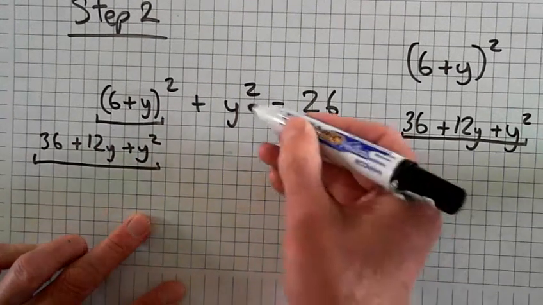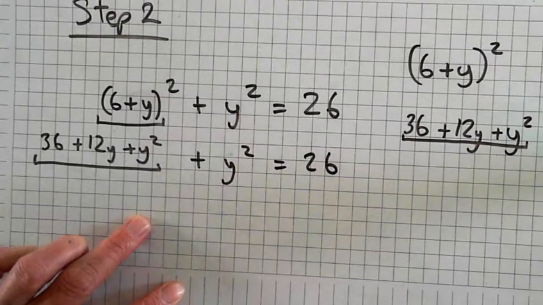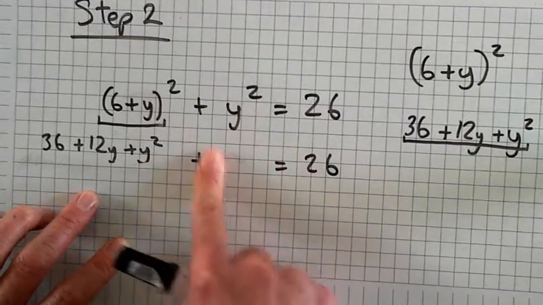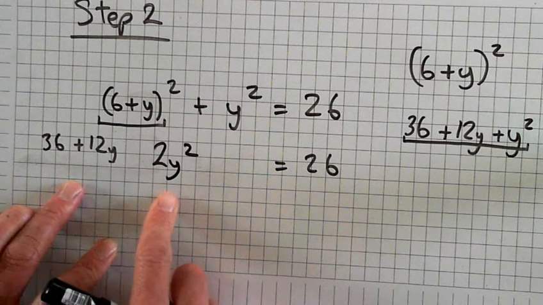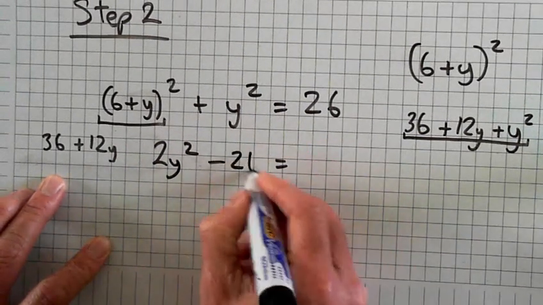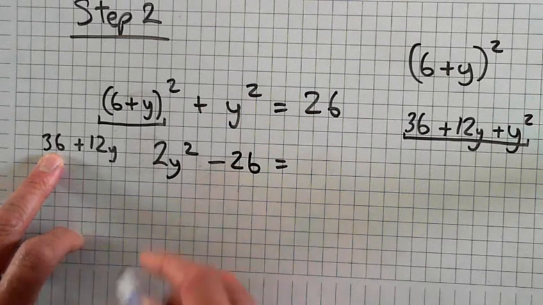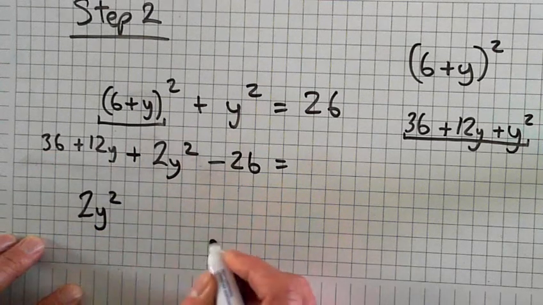Alright, now we continue on. Now we add the y squareds together. That becomes 2y squared. And we'll move the 26 across. 36 minus 26 is 10, isn't it? We'll just rearrange it so we have the 2y squared first.